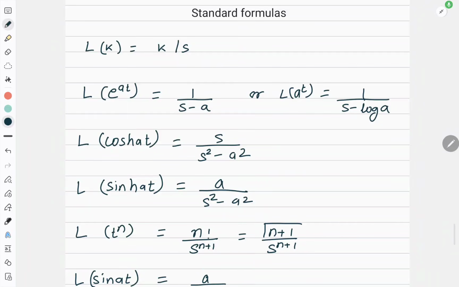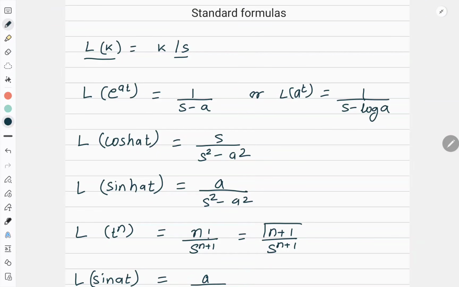Hello students, in my last video I told you the basic definition of Laplace transform and how to find the Laplace transform of a discontinuous function by using the definition. Along with that, we also derived some basic formulas, like what is the Laplace transform of a constant? It is constant upon s.